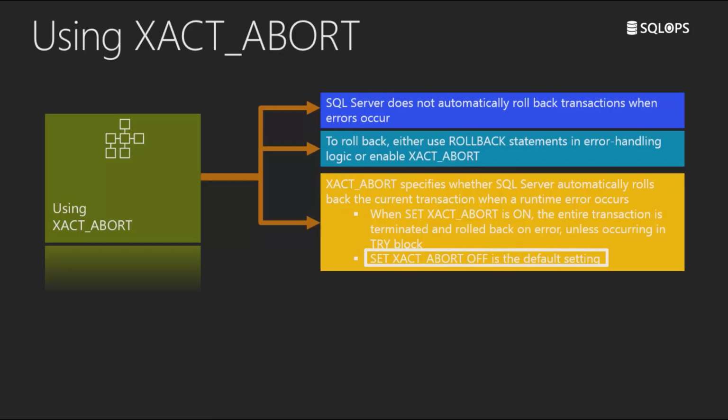By default, XACT_ABORT is off. You can change this setting using the set command. When SET XACT_ABORT is on, the entire transaction is terminated and rolled back if an error occurs, unless the error occurs in a try block. An error in a try block leaves the transaction open but uncommittable irrespective of the setting of XACT_ABORT.